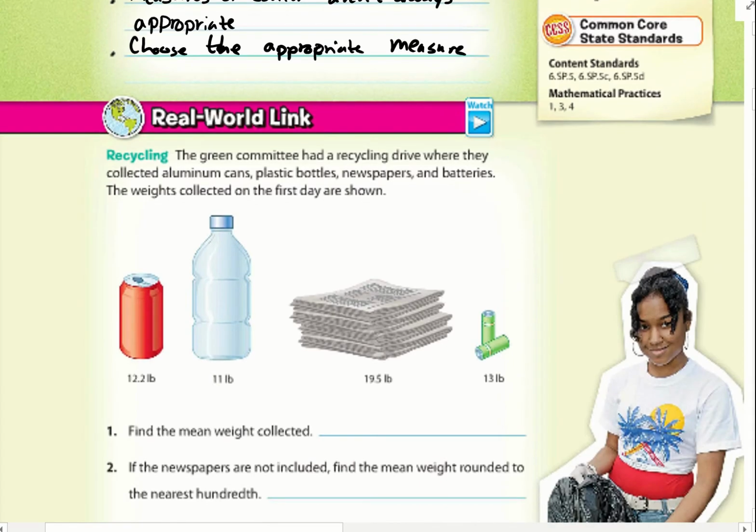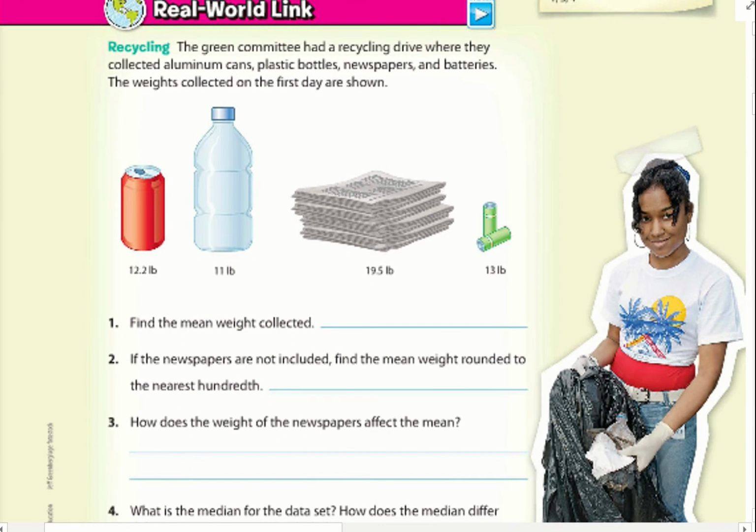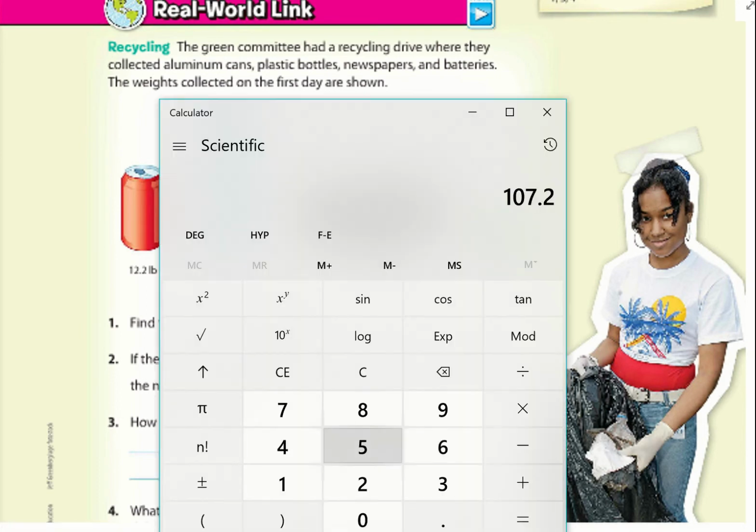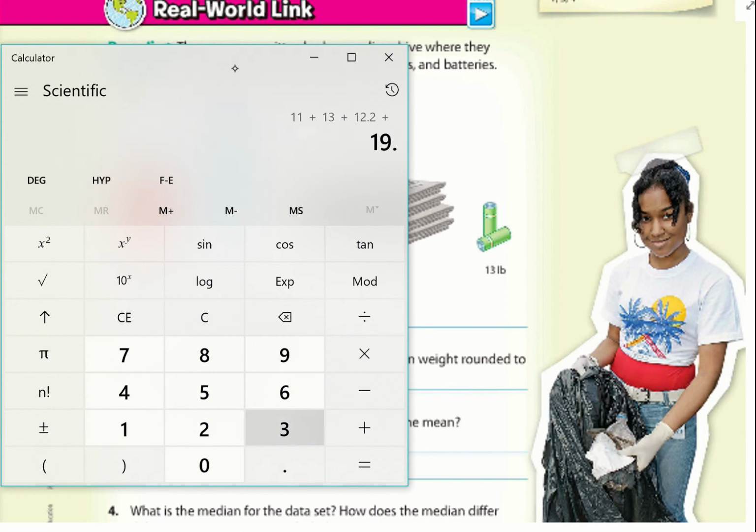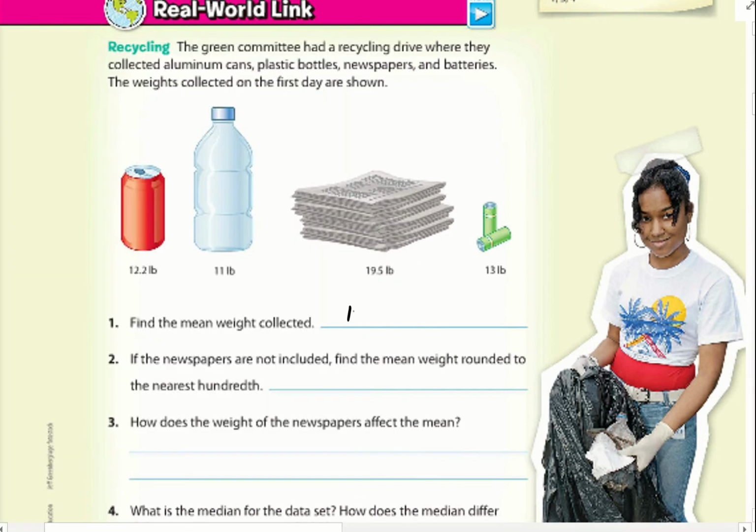So real world link. So we're going to be looking at recycling. So find the mean weight calculated. So if I add all these numbers together, I have 11 plus 13 is 24 and decimals. So 11 plus 13 plus 12 and 2/10 plus 19 and 5/10. It's 55 and 7/10. Now, since there's 4 numbers, we're going to divide by 4. So we get 13 and then 925 thousandths.